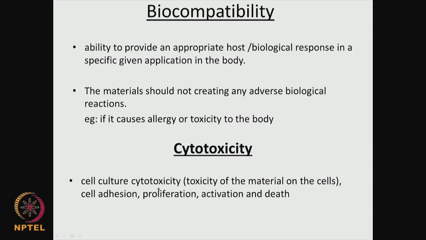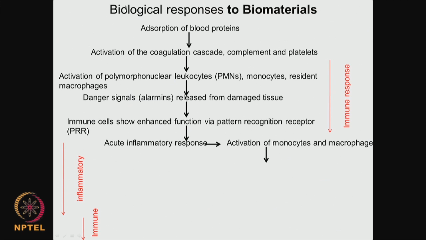Cytotoxicity, cell culture cytotoxicity, that means the toxicity of the material to the cells, especially the adhesion of the cells to the surface, proliferation, activation and death. So, you want the cells to adhere, proliferate, get activated, and finally it should go through apoptosis, not through necrosis. So, the biomaterial should be compatible as well as not create cytotoxicity. Okay. So, look at the biological responses. Let us go a little bit in more detail.